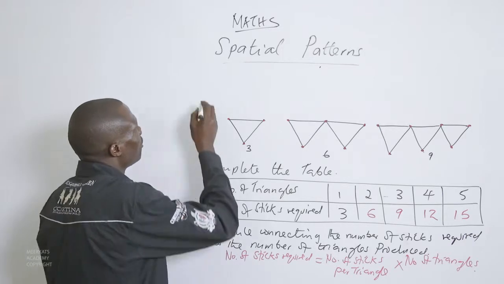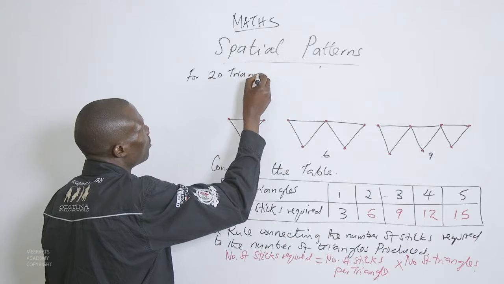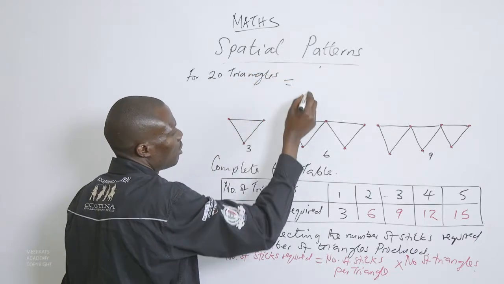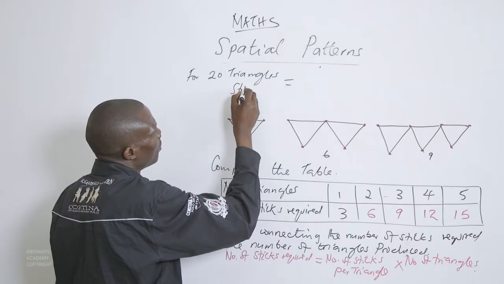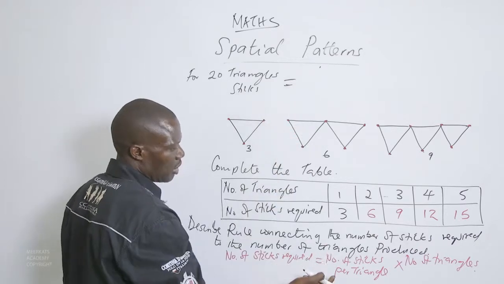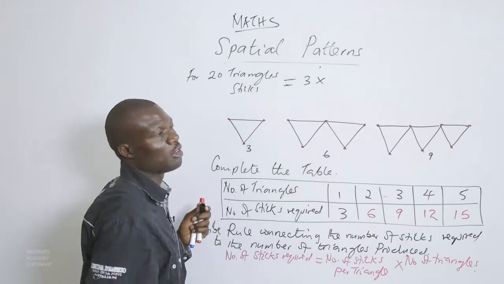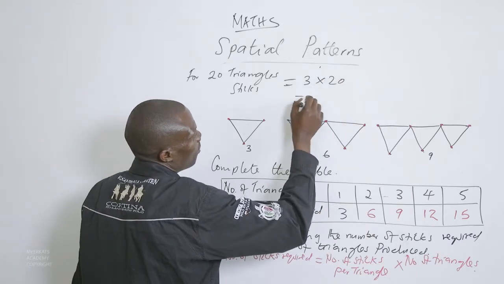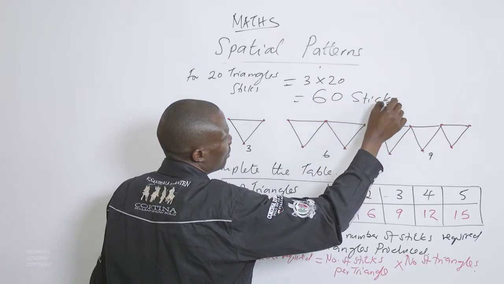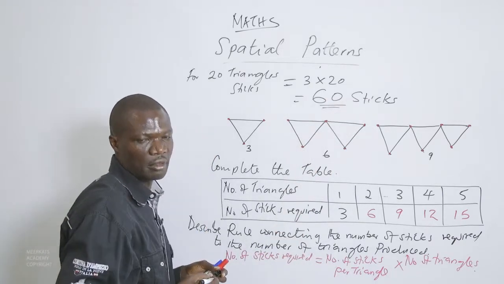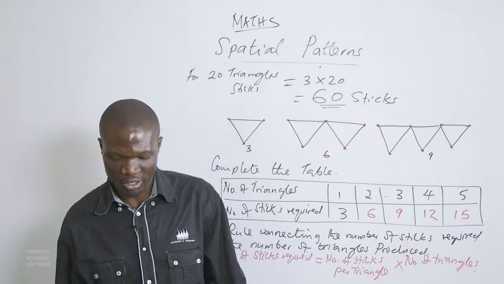So for 20 triangles, we shall use the rule required. The number of sticks required will be number of sticks per triangle, which is 3, multiplied by number of triangles that we have, which is 20. So we shall require a total of 60 sticks. Simply for 100, it will be 100 times 3, that is 300 sticks.